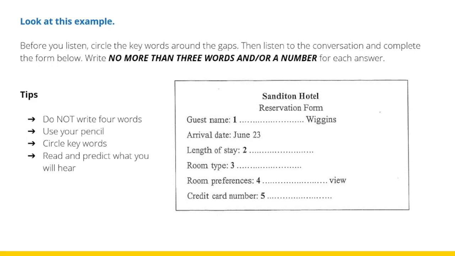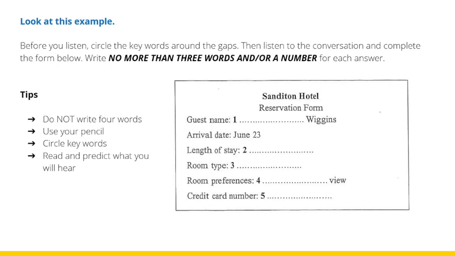The second one is already done for you. For example, you have arrival date, then June 23rd. And the next one, it's number 2, you have to fill out is length of stay. So length of stay represents number. So you have to listen carefully for how many days a person who is trying to reserve a room is trying to stay there. Maybe it's 3 days, maybe it can be 5 days, 10 days. So you have to listen and identify this number.